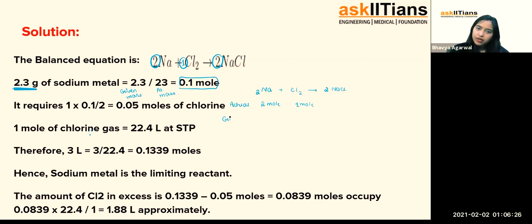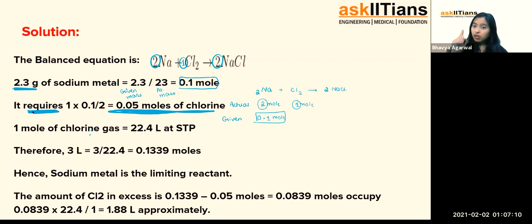Now the given value is 0.1 mole for sodium. So for 2 moles of sodium, I need 1 mole of chlorine; for 0.1 moles, I will be needing half of it, the 2:1 ratio. Right? I would be needing exactly half of the quantity. So using the unitary method, what will I get? It requires 0.05 moles of chlorine. That is the requirement, right?